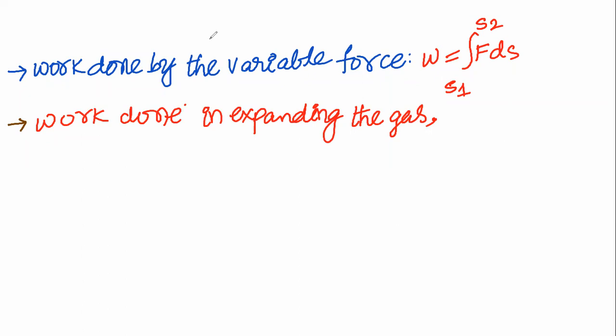Work done in expanding the gas from the volume V1 to V2. Work done is equal to PdV, dV for change in volume. Then work done is equal to the integral from V1 to V2 of PdV. This is dW is equal to PdV. So W is equal to the integral from V1 to V2 of PdV, we will write.